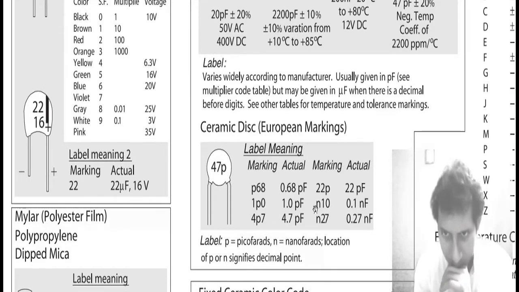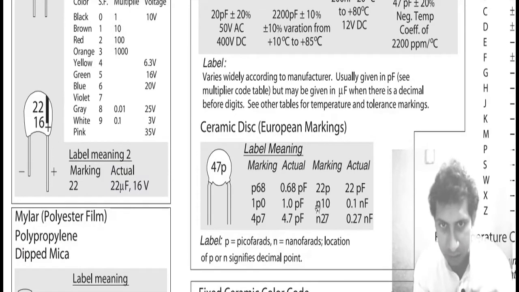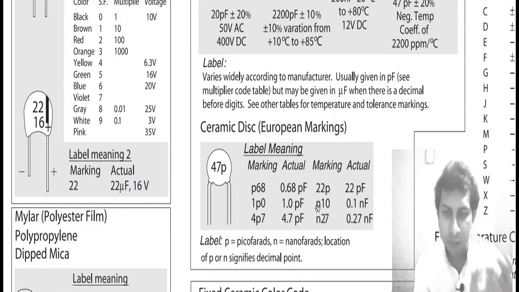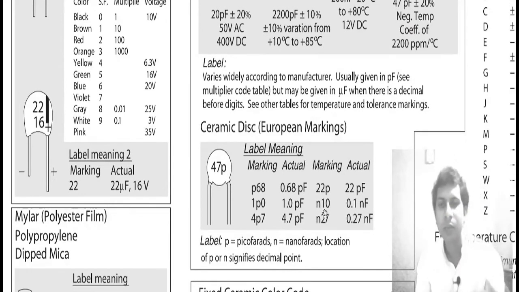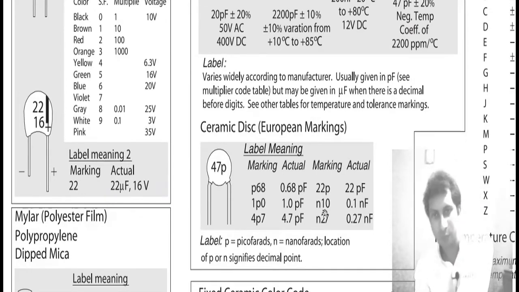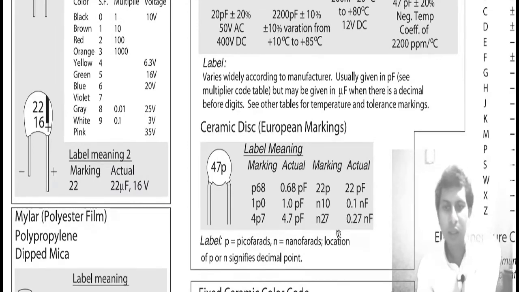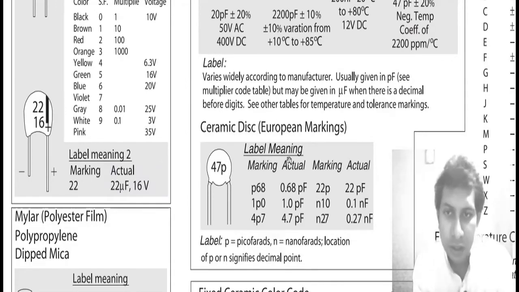Wherever there is N, P or F, that is treated as the decimal point. If it is N1, that means 0.1 nanofarad. If it is 4P7, that means 4.7 picofarad. If it is N27, that means 0.27 nanofarad. Right? This is the European marking.